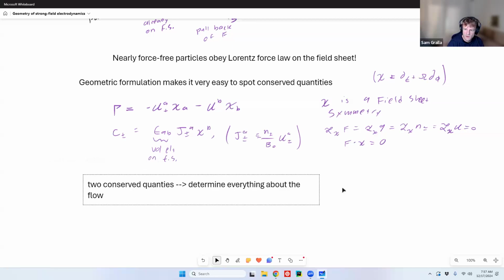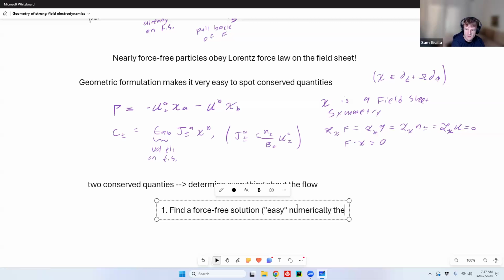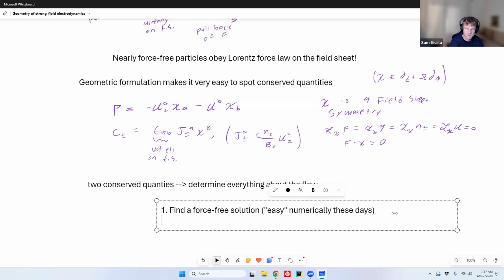The full nearly force-free solution is analytically determined by choosing these conserved quantities. And so here's our proposal for astrophysics, which is the next step after we write this paper. The idea is, first, you find a force-free solution. So this is for modeling an actual black hole or pulsar magnetosphere. This is easy numerically these days. Give a student a code, have the student figure out how to run it. Okay. Then what are you going to do with that?